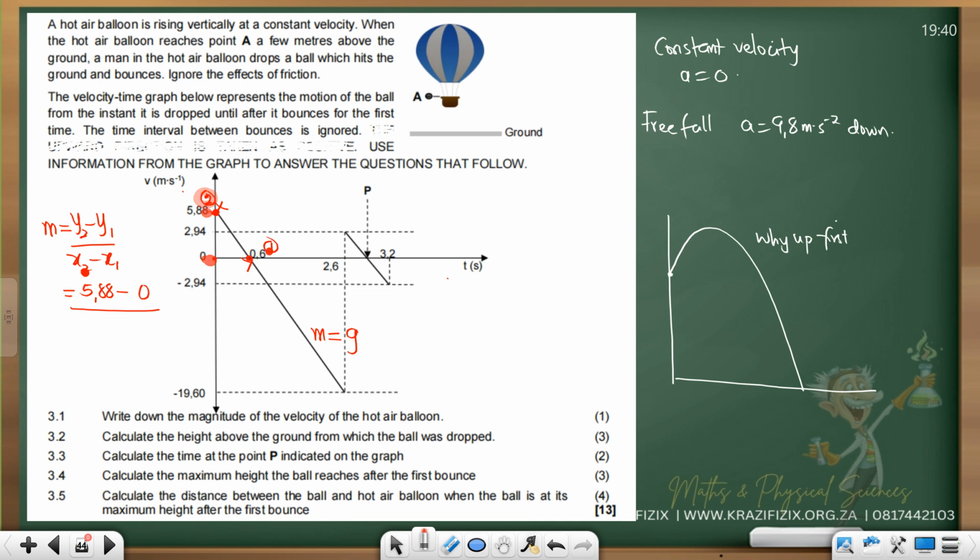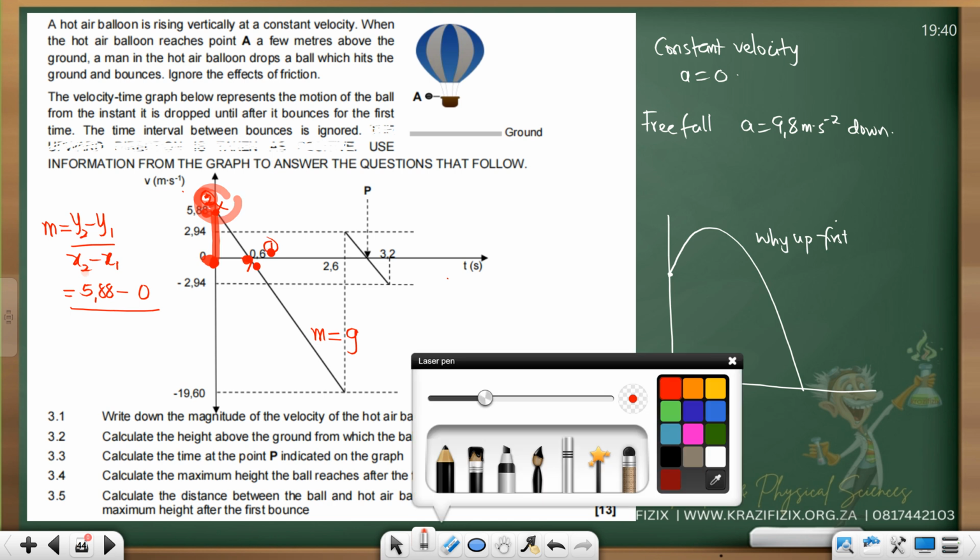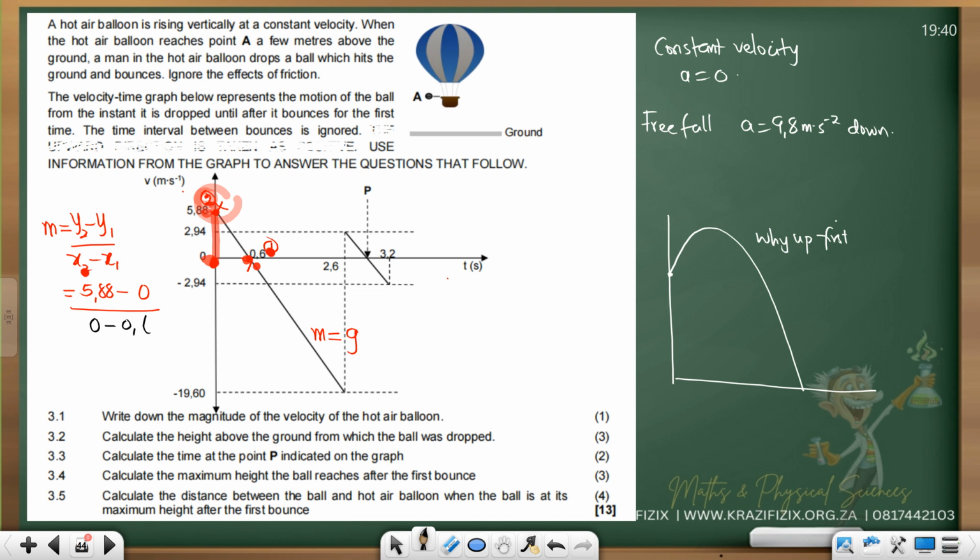What about x2? This is my point 2, right? What is the x value at point 2? 0. And what is my x value at point 1? Please put this in a calculator and tell me what you get. What are you getting? Please, it's not a coincidence. The gradient is what? Acceleration due to gravity. And that's why these 2 lines are parallel to each other.